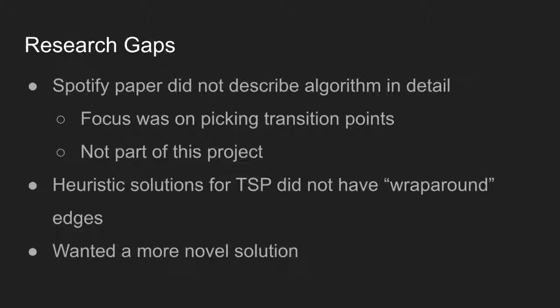There were a few pieces of information that I did not get from the research that I did. For example, the Spotify paper, it described their approach, but it did not describe the algorithm that they chose to find the shortest path. Instead, their focus was more on picking the transition points of the song, which was not part of the scope of this project. The heuristic solutions I found for the traveling salesman problem, they didn't have the wraparound edges. So with their solutions, they were just dealing with a flat two-dimensional space, trying to find the shortest path.